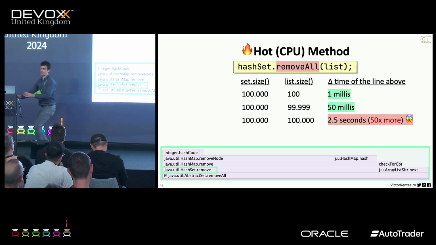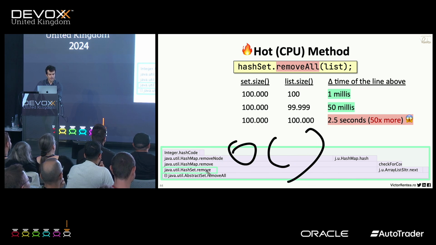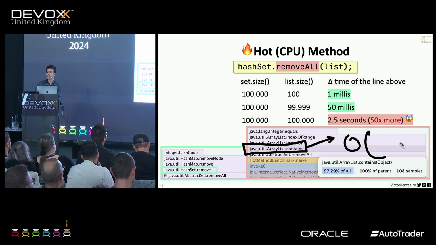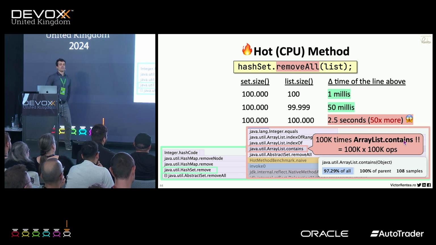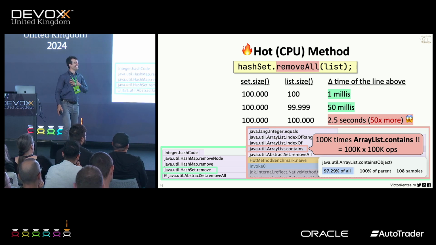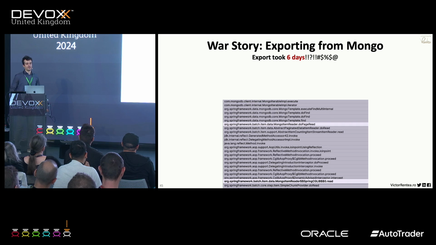Please talk dirty to me. Talk dirty. O of what? O of 1, thank you. The red version does ArrayList contains. Talk dirty to me. Feels like fun, isn't it? We just stepped on O of n squared complexity by some weird implementation in the JDK. No one knew about this, really.